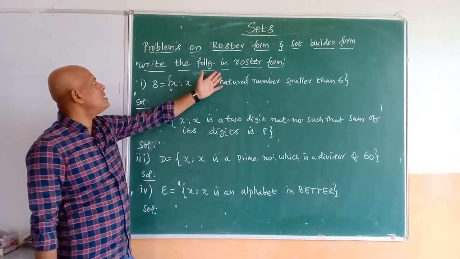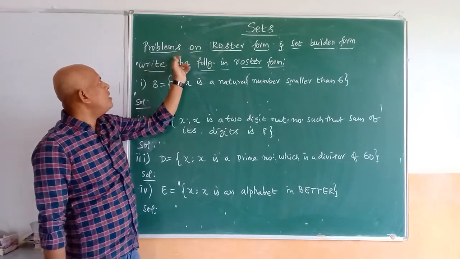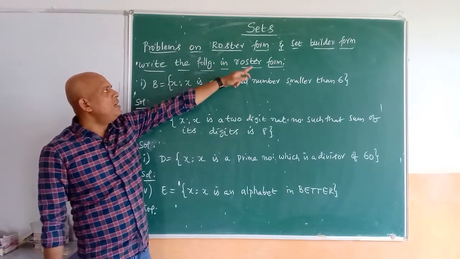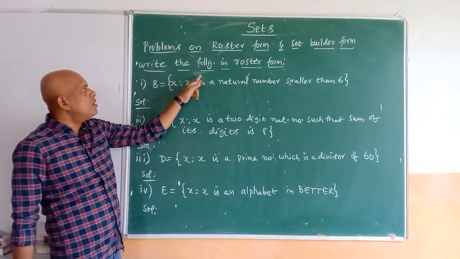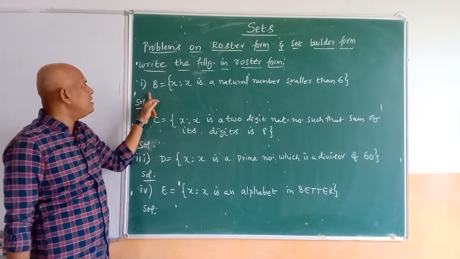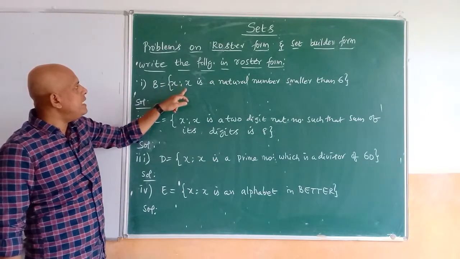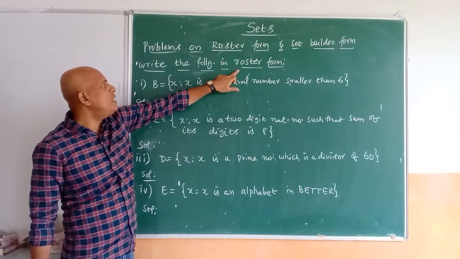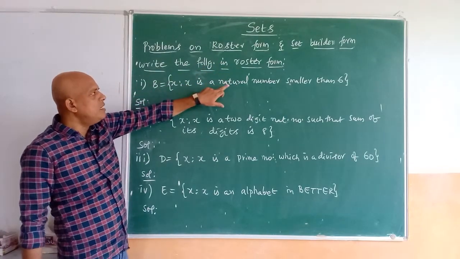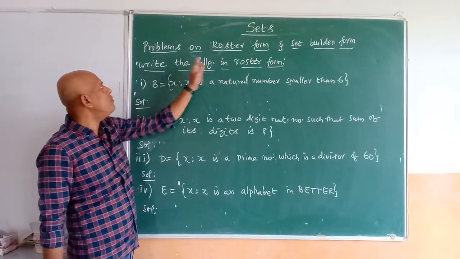So today we discuss some problems on sets, particularly the first topic: problems on roster form and set builder form. Let us discuss first of all problems on the roster form. The first problem is given that B is equal to, this is already in the set builder form. We have to convert it to the roster form. So here the given problem is in the set builder form and we have to convert it to the roster form. That is only mentioned here.